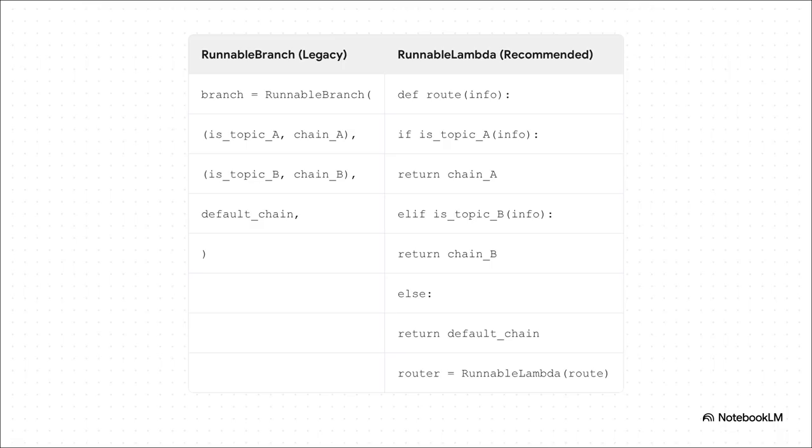The exact same logic is now just a standard Python function. See how much cleaner and more familiar that looks? All your logic is right there in one place. You just write your if-else logic like you always would, and then you wrap that function in a RunnableLambda to make it a seamless part of your chain.